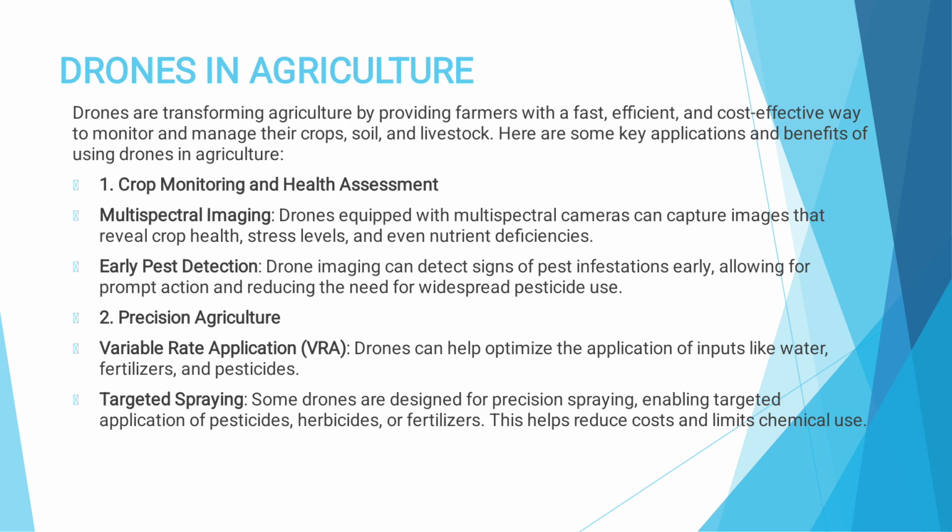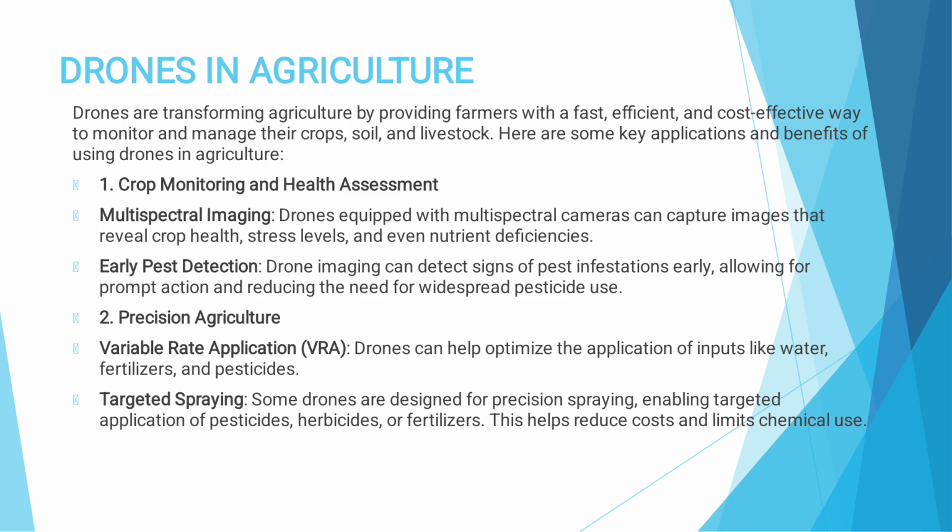Crop monitoring and health assessment. Multispectral imaging, that is, drones equipped with multispectral cameras can capture images that reveal crop health, stress levels and even nutrient deficiencies. Then easy pest detection. Drone imaging can detect signs of pest infestations early, allowing for prompt action and reducing the need for widespread pesticide use.